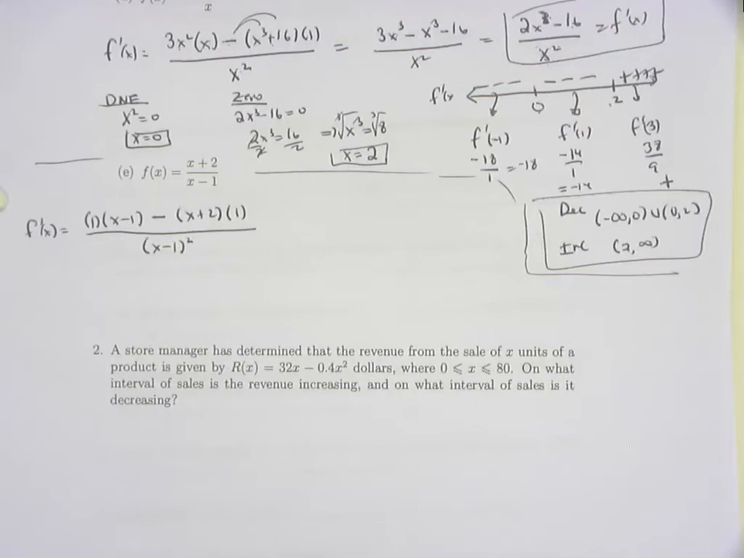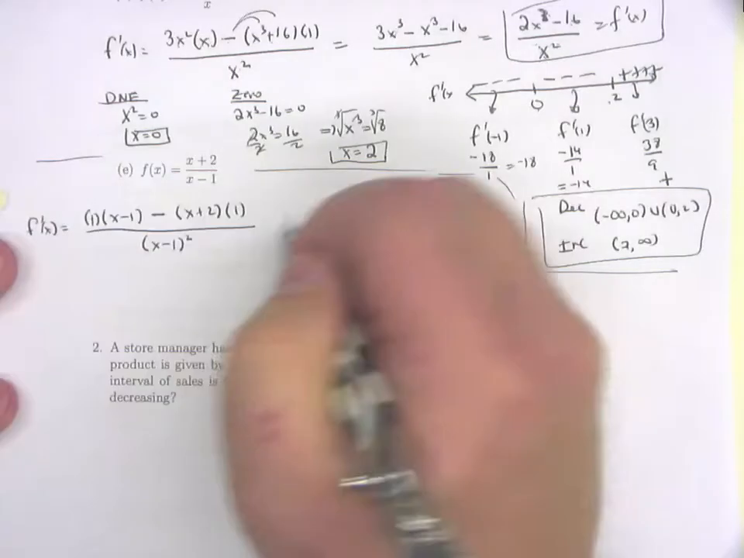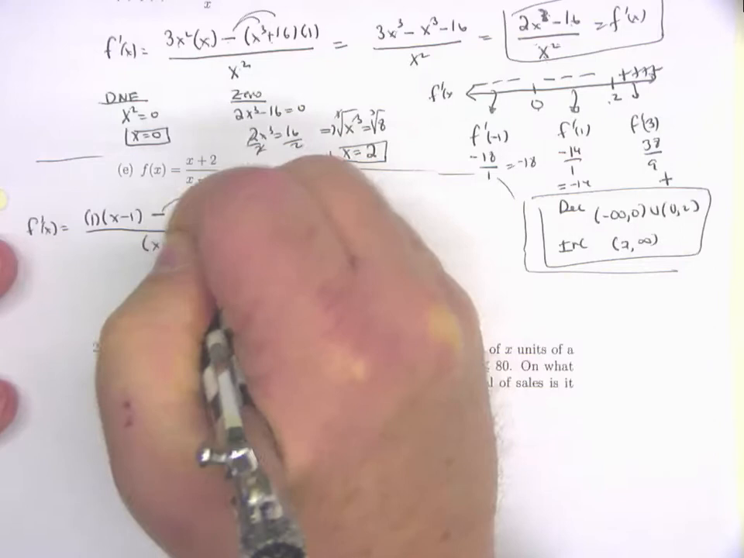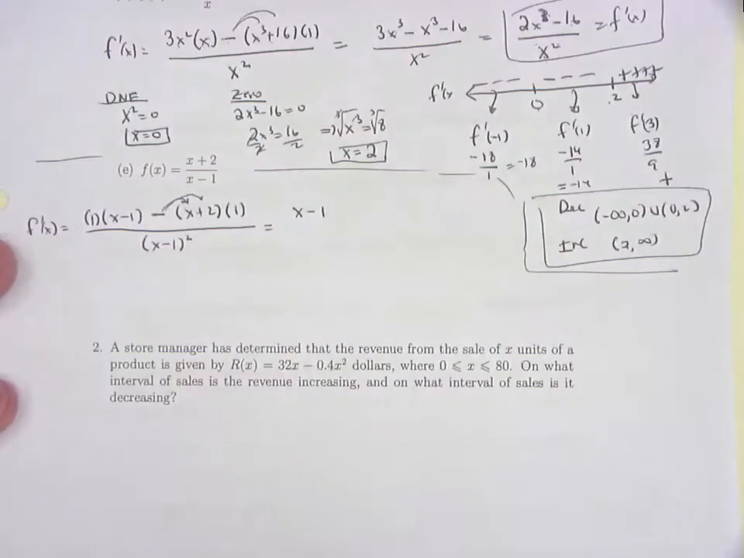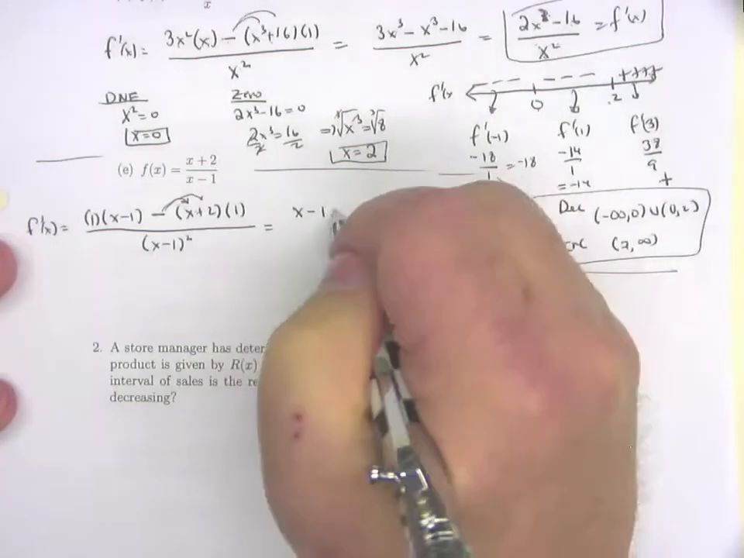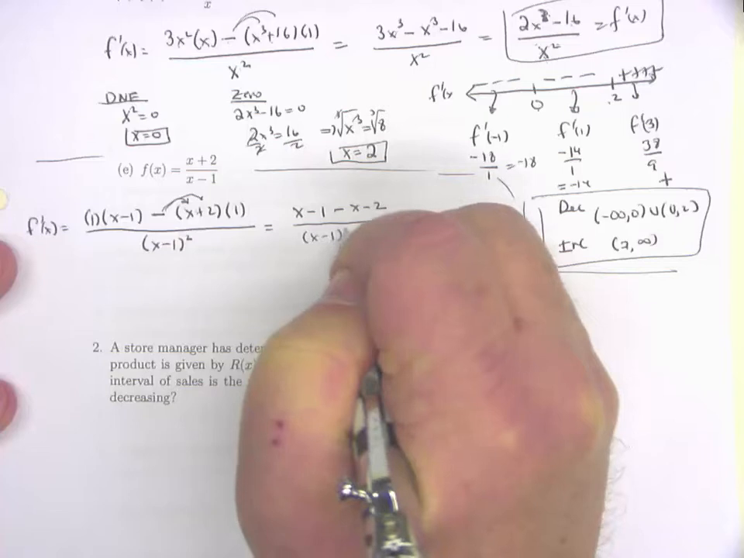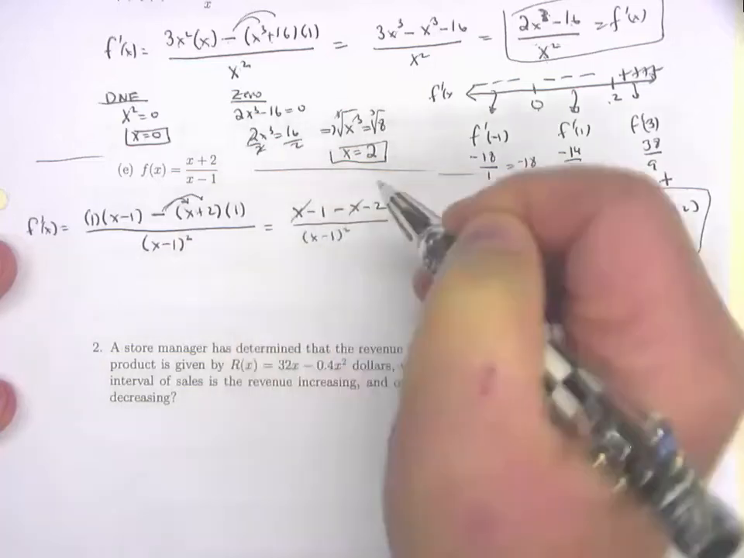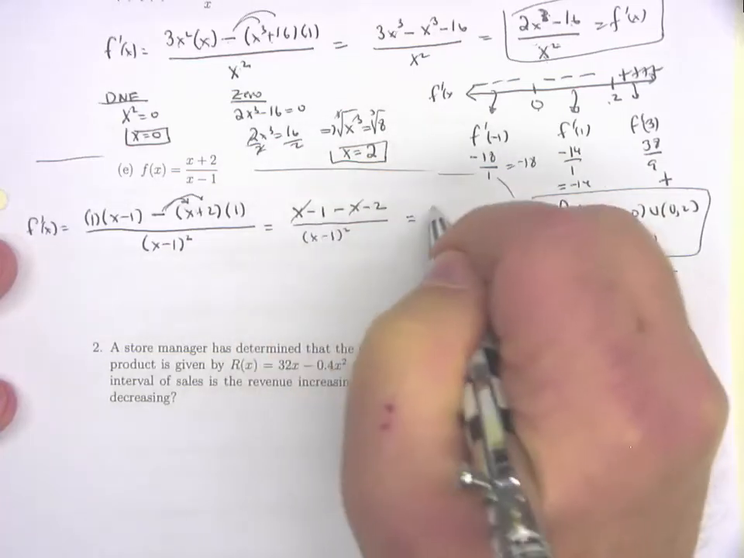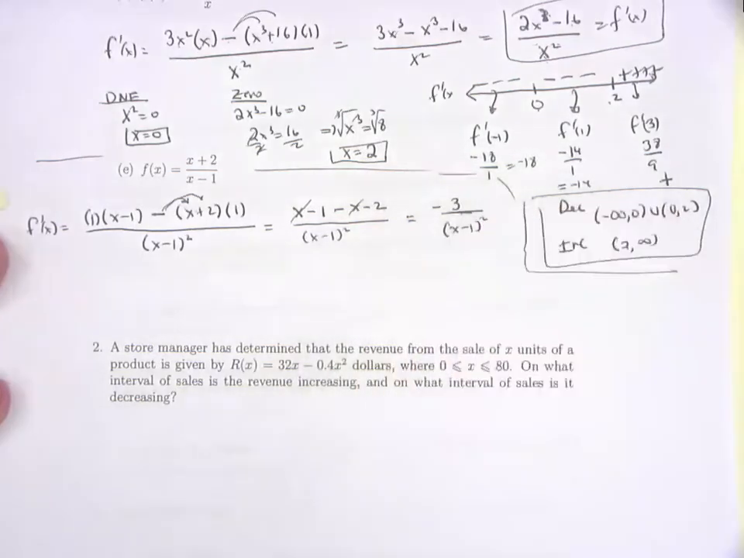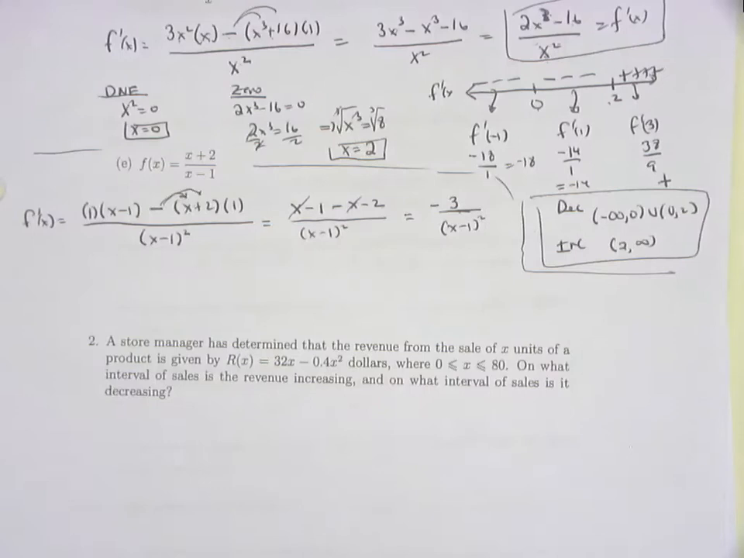But with these guys, you do have to clean them up. So I'm going to distribute a 1. This gives me x minus 1. I'm going to distribute 1, and I've got to distribute the negative. And when you distribute a negative through stuff inside of parentheses, it changes your signs. So this becomes minus x minus 2 over x minus 1 squared. Here, x minus x cancels, and minus 1 minus 2 is a minus 3 over x minus 1 squared. So there's my derivative, negative 3 over x minus 1 squared.